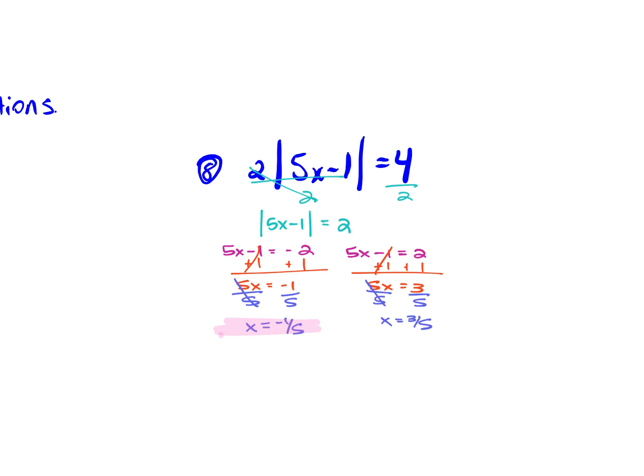Check the 3/5. 5 times 3/5 is just 3. 3 minus 1 is 2. The absolute value of 2 is 2. 2 times 2 is 4. That works as well. So you don't have any extraneous solutions for this one.